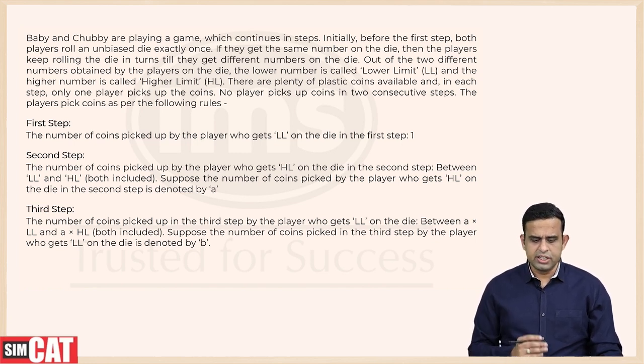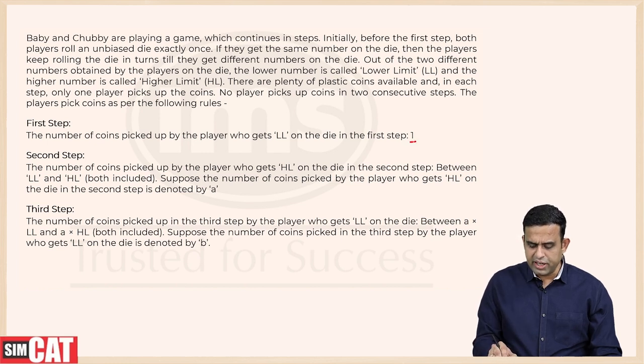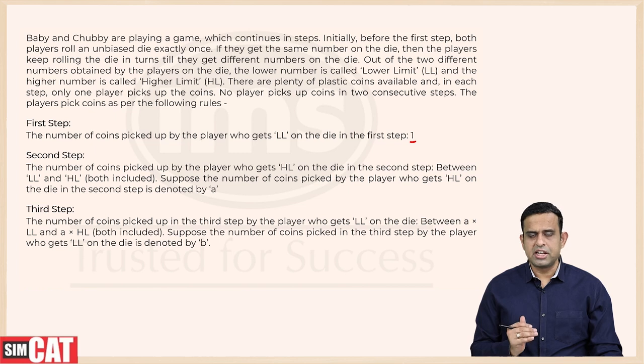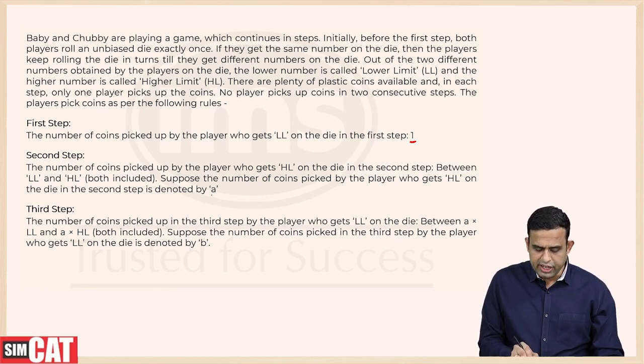Now what they are saying is, in the first step the number of coins picked up by the player who got the lower limit or LL on the die is always one coin to begin with. Now you need to understand the second step, third step, and so on. The number of coins picked up by the player who got HL on the die in the second step is between LL and HL, both included. Suppose the number of coins picked up by the player who got HL in the second step happens to be A.